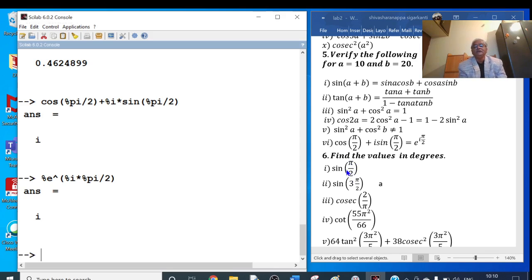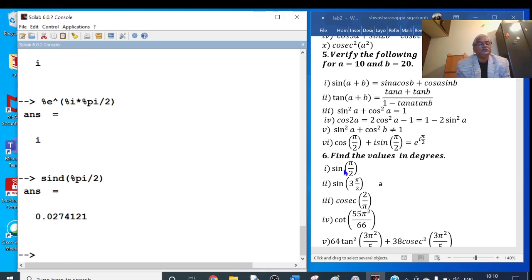In degrees in Scilab, we write the trigonometry functions as they are. The only thing we have to add is d: sin d, cos d, tan d. So here I have to write sin d of pi by 2, that is sin d, bracket, percent pi by 2, bracket close. This is sin pi by 2 in degrees.